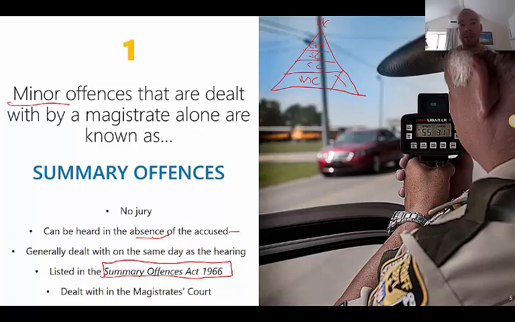So driving on Eastlink without an account and without paying a toll, most common summary offence. Other ones you might see are speeding offences, parking offences, those sorts of things, some really minor drug stuff.